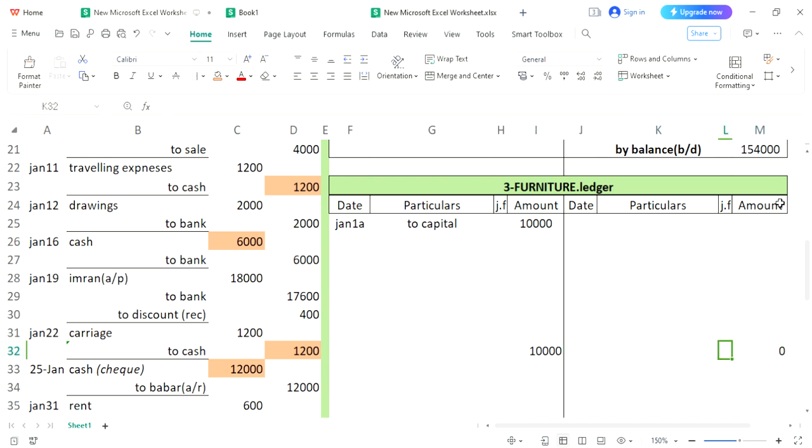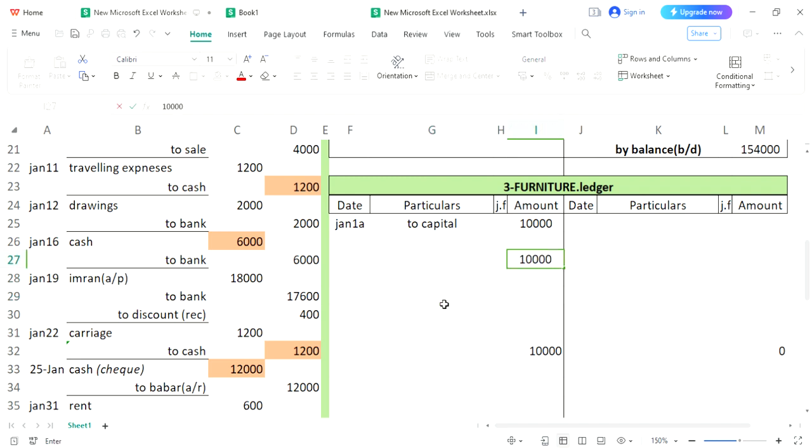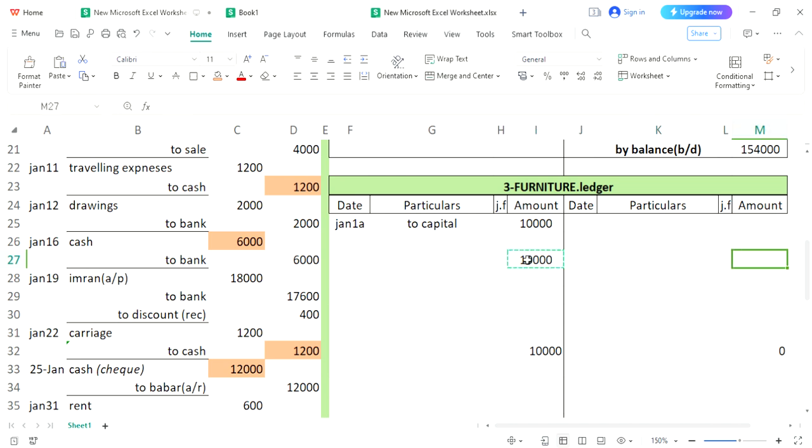Next is to see which sum is larger. Here 10,000, here 0. So the larger sum is 10,000, and we will pick this sum and write it on the total of both sides. Here on the debit side you will write 10,000. This would be written the same on the credit side as well. You will have to follow the same steps: 10,000 on the debit side, 10,000 on the credit side.